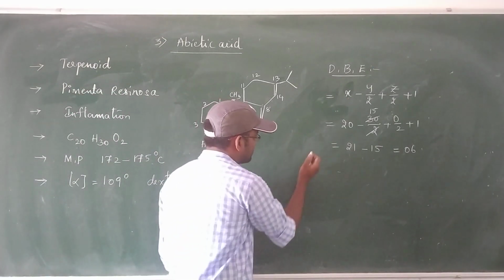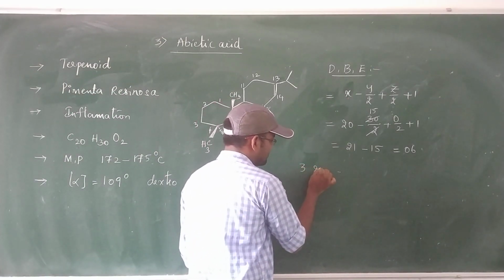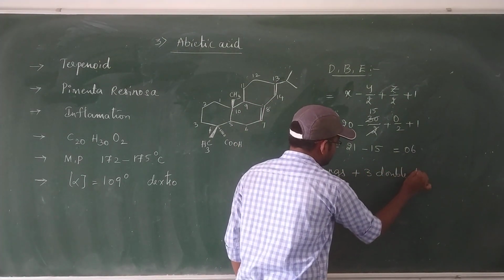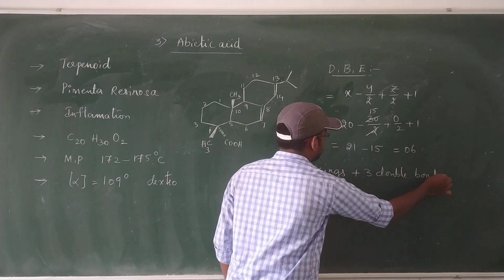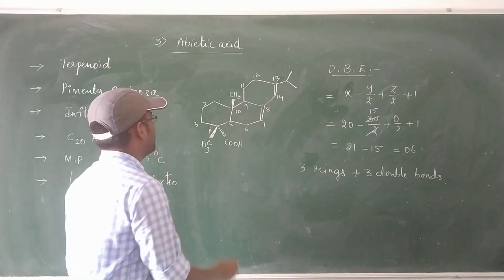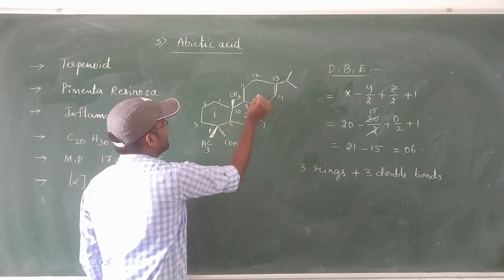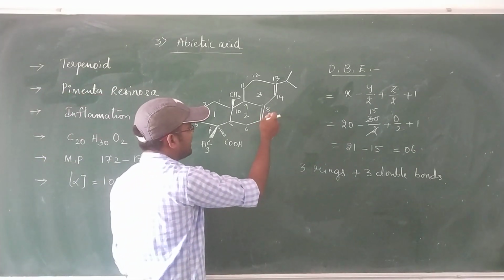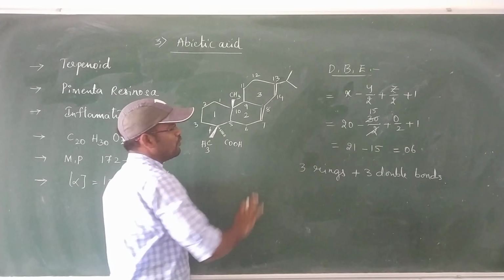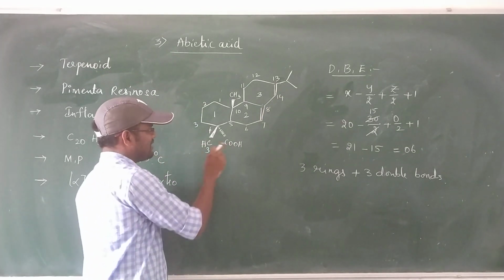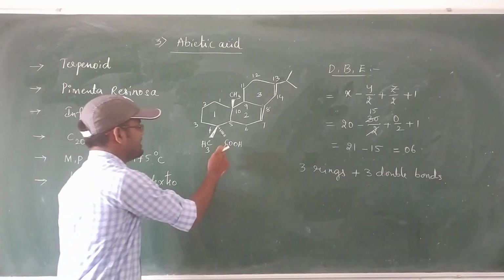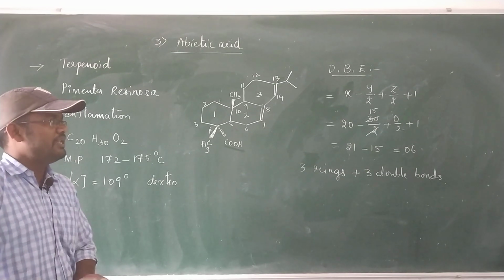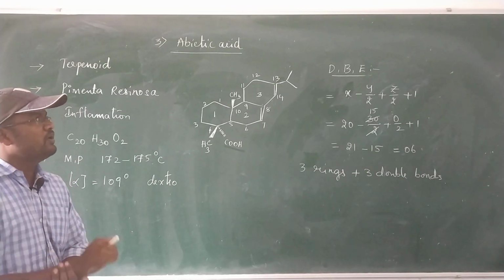6 indicates 3 rings plus 3 double bonds in abietic acid. 3 rings that we verified: this is the first ring, second ring and third ring. 3 rings verified and 3 double bonds. The first double bond is in between 8 and 7, the second one between 13 and 14, and another double bond is present in the form of C double bond O in COOH. Now we confirmed 3 rings and 3 double bonds from double bond equivalence.